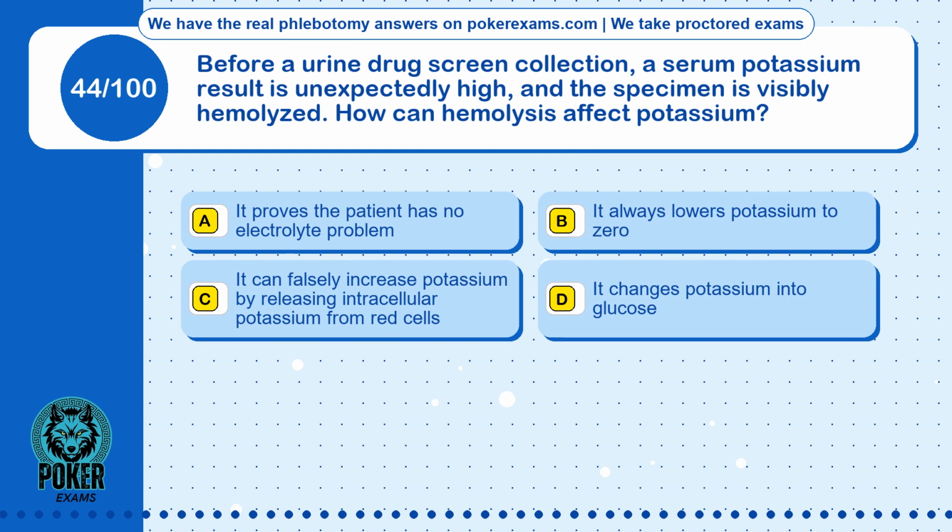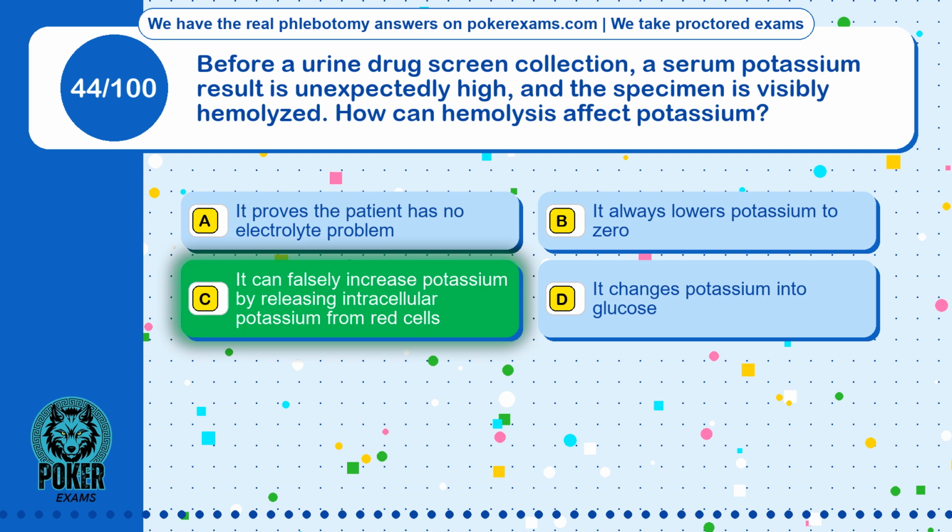Question 44. Before a urine drug screen collection, a serum potassium result is unexpectedly high, and the specimen is visibly hemolyzed. How can hemolysis affect potassium? Option A. It proves the patient has no electrolyte problem. Option B. It always lowers potassium to 0. Option C. It can falsely increase potassium by releasing intracellular potassium from red cells. Option D. It changes potassium into glucose.